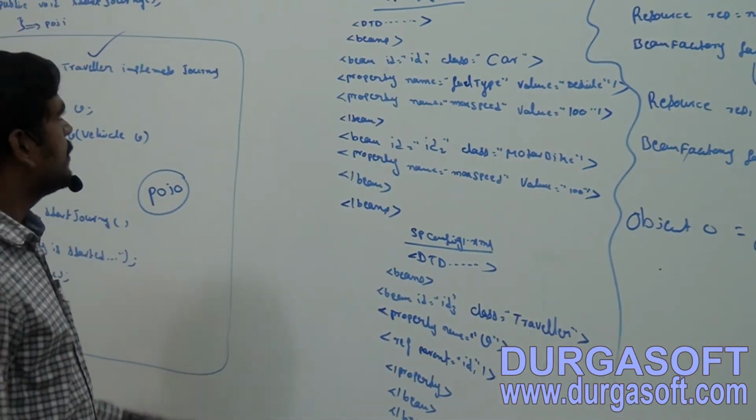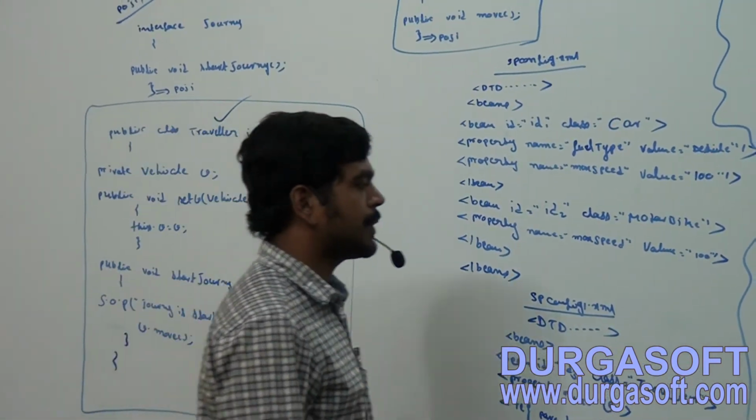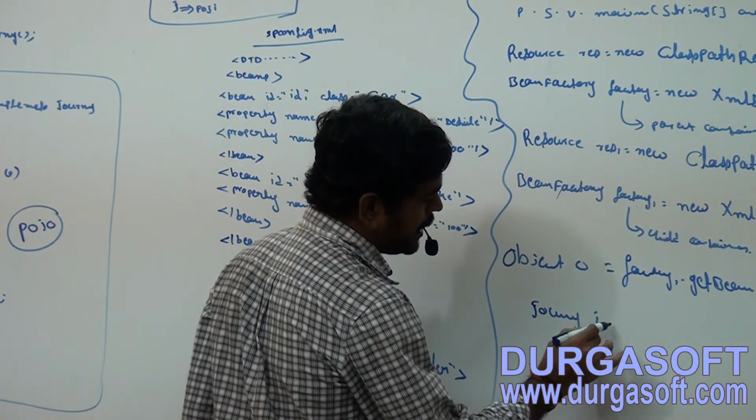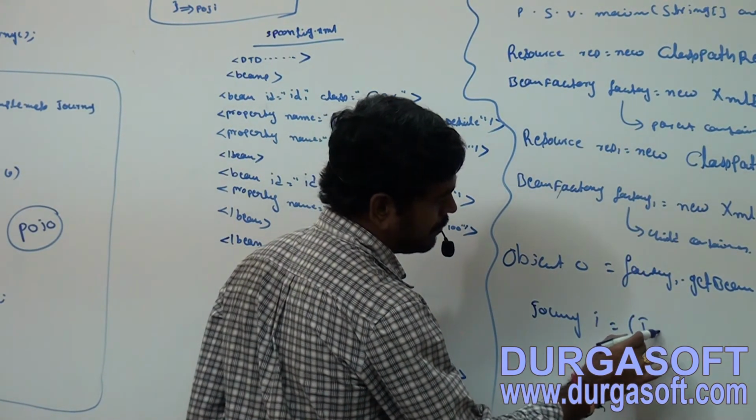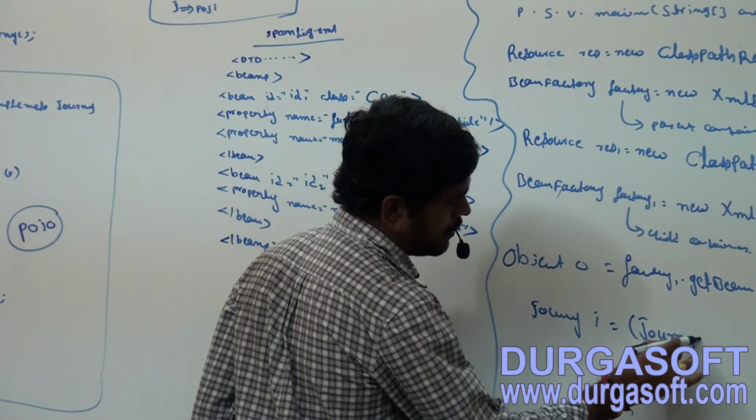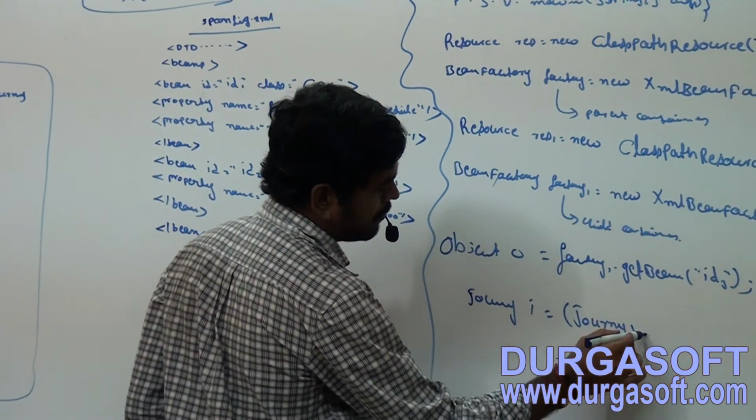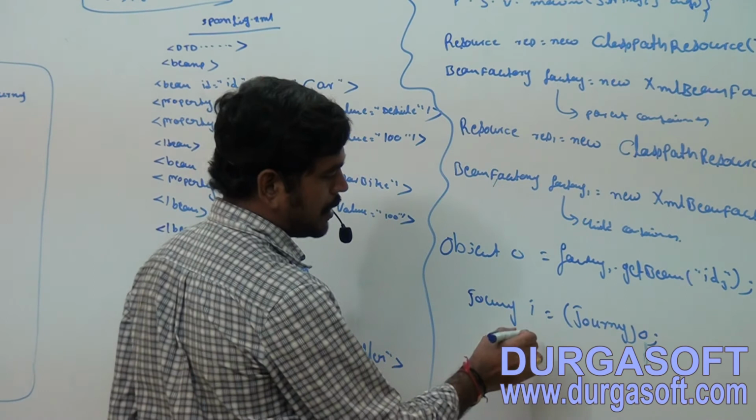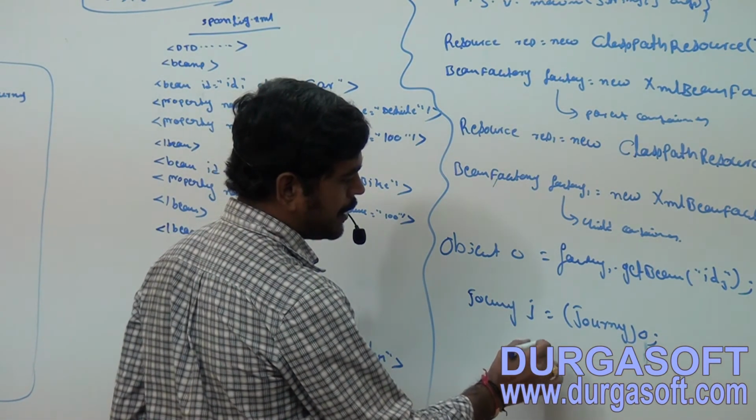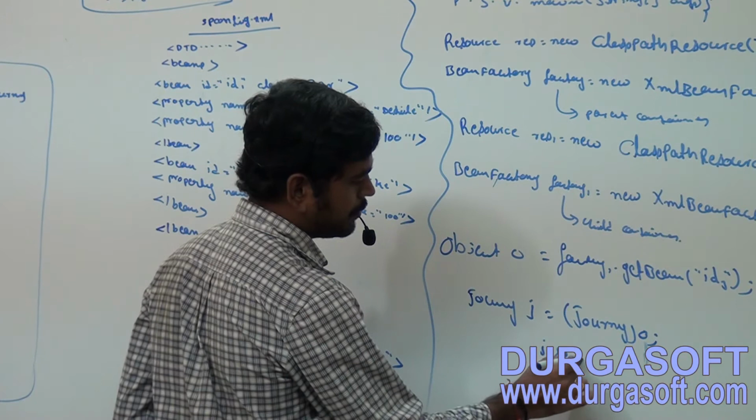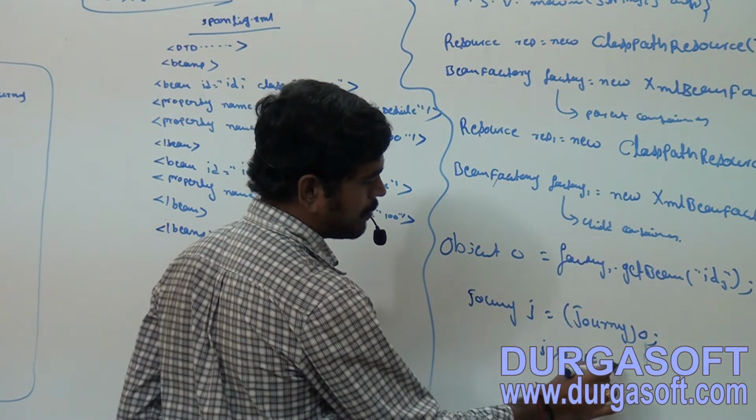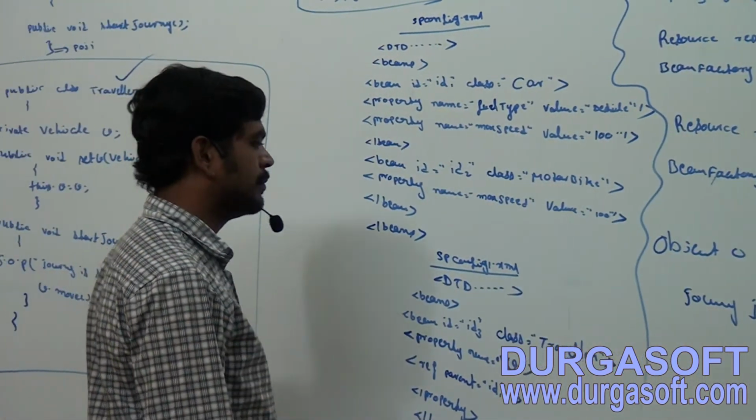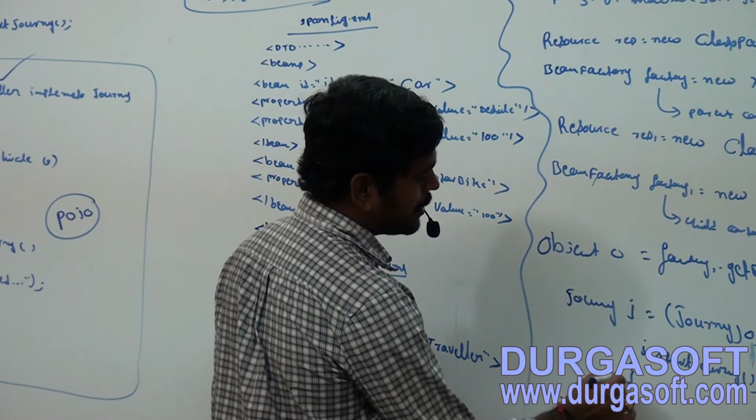Generally in real time, we have to typecast into the interface type. Then it is better to take here what? Journey J is equal to Journey of O. Then after that, J dot startJourney. J dot startJourney. Then close the method, close the class.